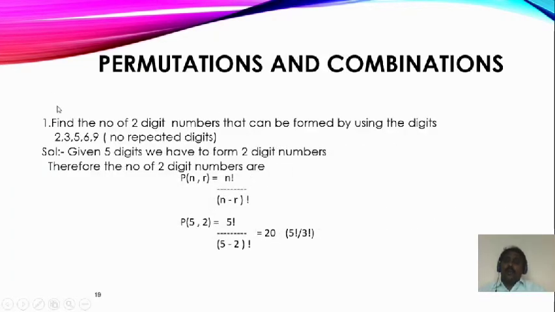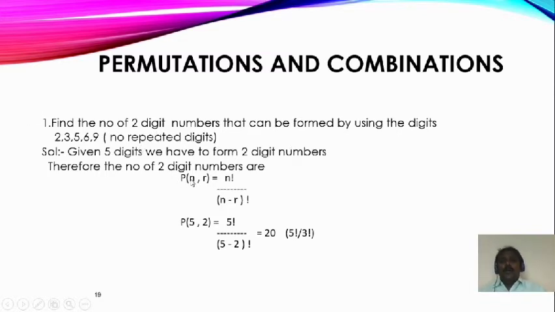So these are some of the problems. Find the number of two-digit numbers that can be formed by using the digits 2, 3, 5, 6, 9. Here he has said that there are no repeated digits. No repeated digits means, how many digits has he given? 1, 2, 3, 4, 5 digits. He has given 5 digits. Next, what has he asked? Find the number of two-digit numbers. He has asked for two-digit numbers and he has given 5 digits. 2 digits and 5 digits.